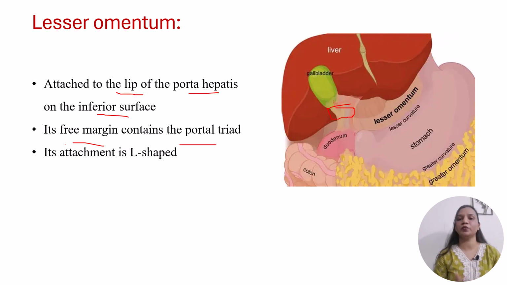That means the portal vein, hepatic artery and hepatic duct. The attachment of the lesser omentum on the porta hepatis, or on the lip of the porta hepatis, is actually L shaped. This you have to keep in mind.